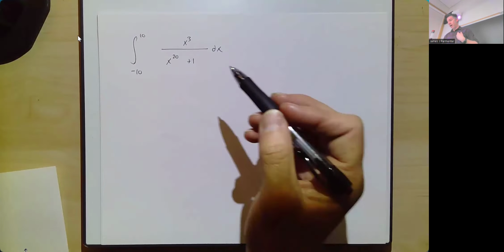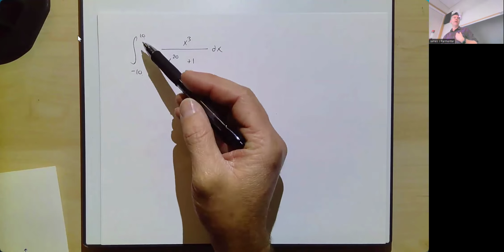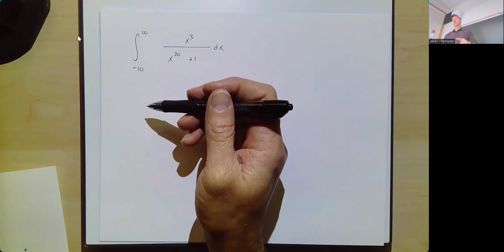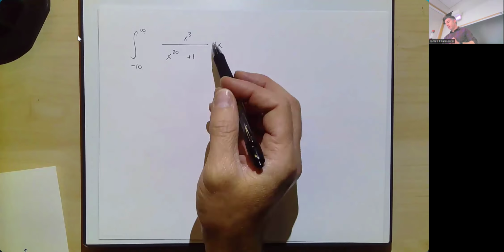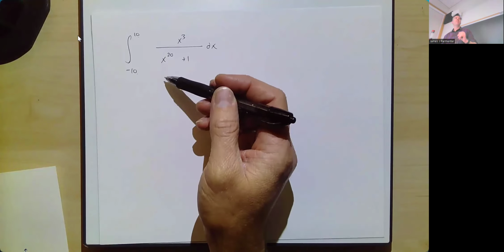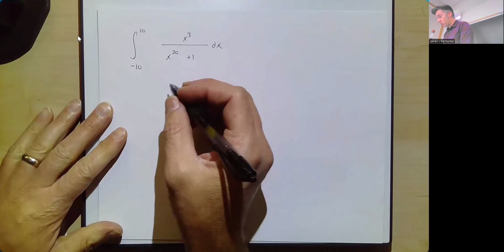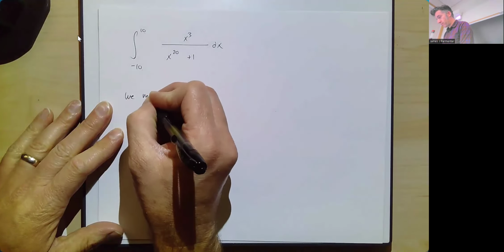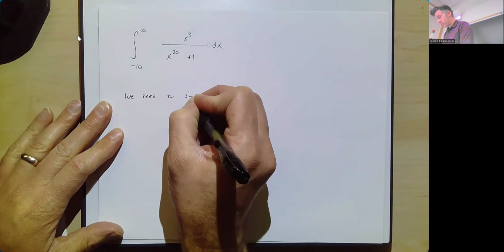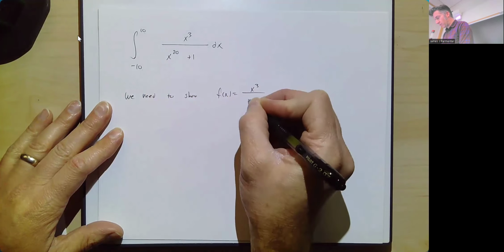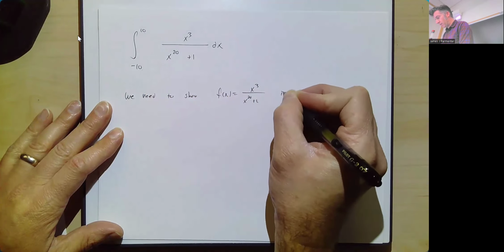The clue is that I've got negative 10 and 10 here, or negative 5 and 5, or these two numbers are opposites of each other. Those are opposites. It's a pretty good bet that this function is odd. But you typically have to show it's odd. So we need to show that f of x equal to x cubed over x to the 20th plus 1 is odd.